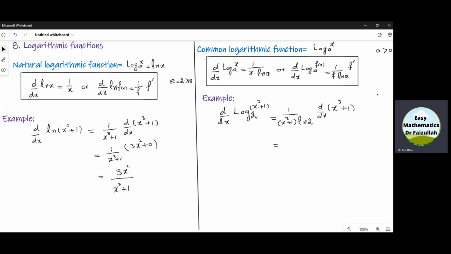Let us simplify this. So we have 1 over x cube plus 1 into natural log of 2, and differentiation of x cube is 3x square, differentiation of constant is 0. So we have 3x square divided by x cube plus 1 into natural log of 2, and that is the solution.